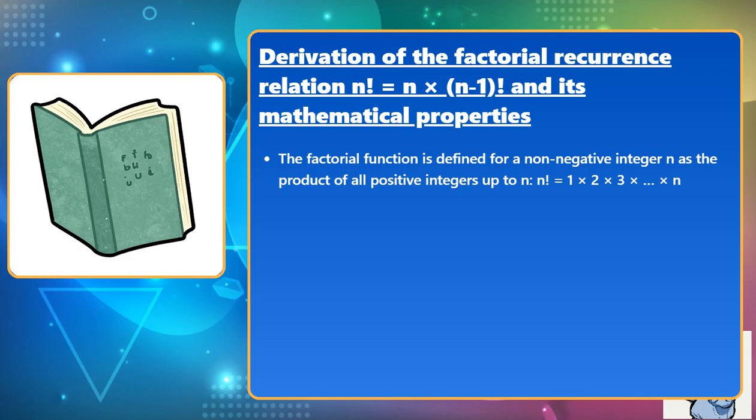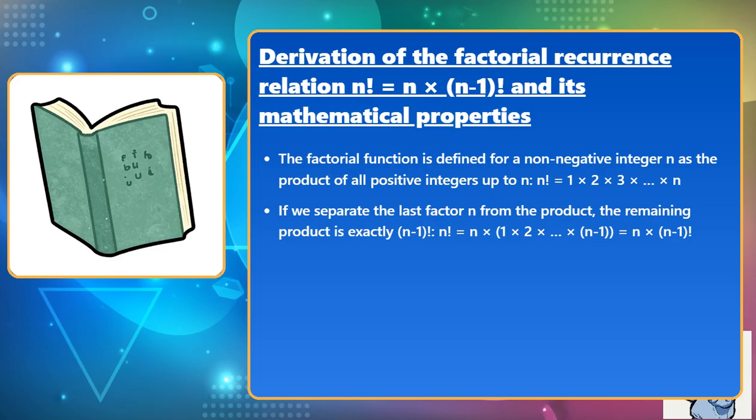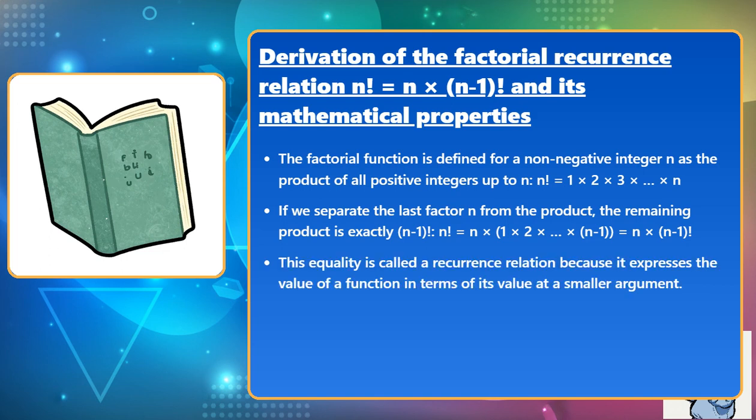The factorial function is defined for a non-negative integer n as the product of all positive integers up to n: n factorial equals 1 times 2 times 3 times ... times n. If we separate the last factor n from the product, the remaining product is exactly n minus 1 factorial. So n factorial equals n times (1 times 2 times ... times n minus 1), which equals n times n minus 1 factorial. This equality is called a recurrence relation, because it expresses the value of a function in terms of its value at a smaller argument. Some useful properties.